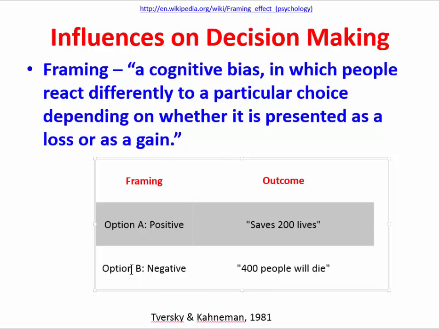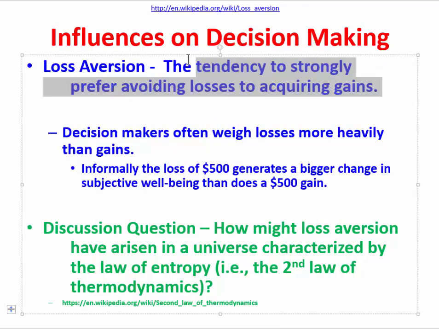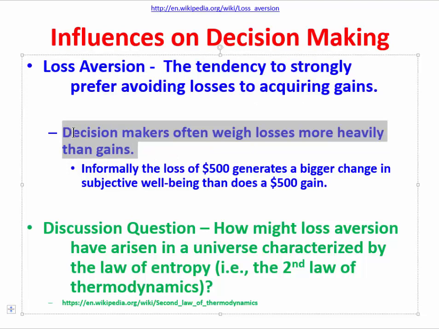It's interesting to muse about why that positive framing effect might arise. And one of the ways of thinking about this is to consider the phenomenon of loss aversion, which we might define as the tendency to strongly prefer avoiding losses to acquiring gains. Psychologists have shown that decision makers often weigh losses more heavily than gains.